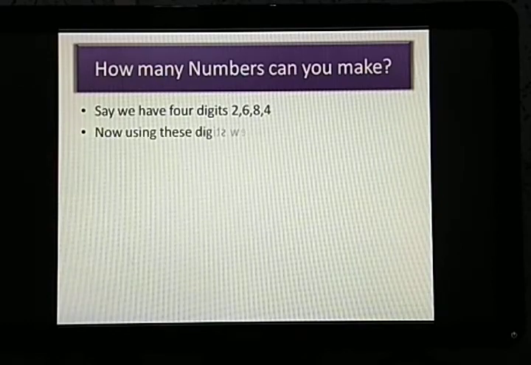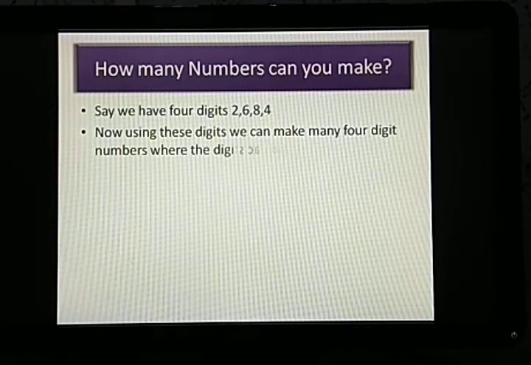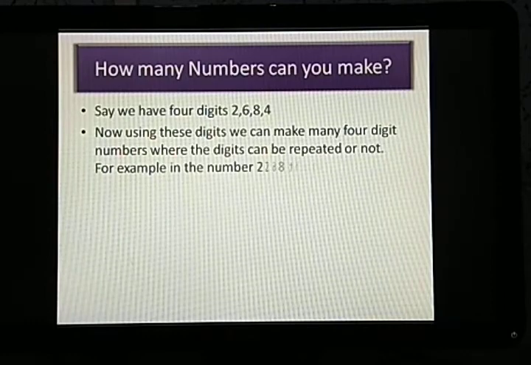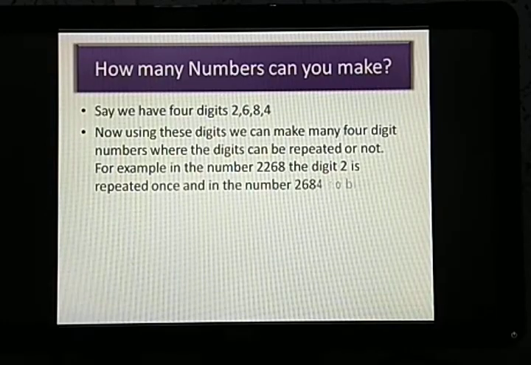Now using these digits we can make many 4-digit numbers, and it will depend on whether the digits are repeated or not repeated. For example, I have given here 2268. In this number the digit 2 is repeated once, whereas in the number 2684 no digits are repeated. So depending on the repetition or not repeating the digits, we can make a lot of 4-digit numbers.